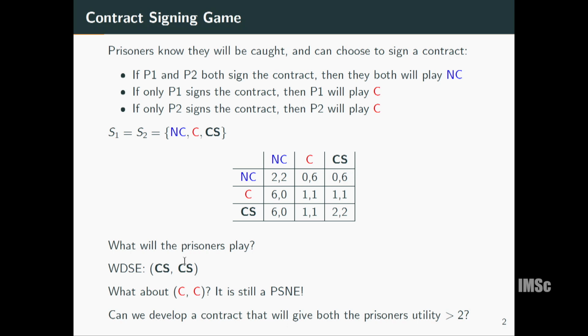Can we come up with a contract such that both the players derive a utility strictly greater than 2? That is the question. One may get 6 and they both share. Sorry? One may get 6 payoff and then they decide to share it. Perfect. This is the right answer, but in a different sense.